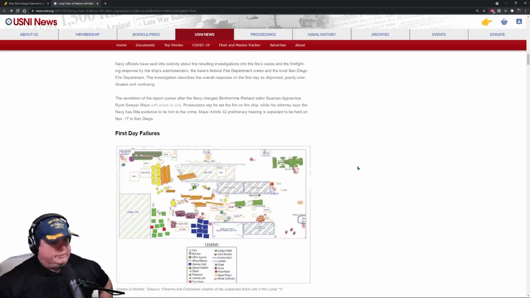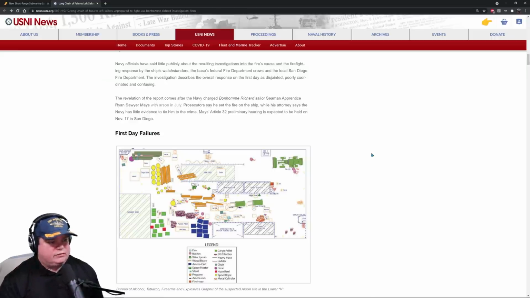He's the investigator again. Navy officials said that a little publicity about the resulting investigation into the fire's cause and the firefighting response by the ship's watchstanders, the base, Federal Fire Department crews, and local San Diego Fire Department. We're going to get to them in a second. The investigation describes the overall response on the first day as disjointed, poorly coordinated, and confusing. This piece goes into that.